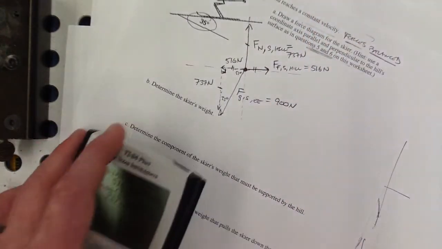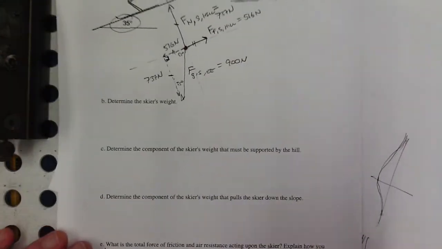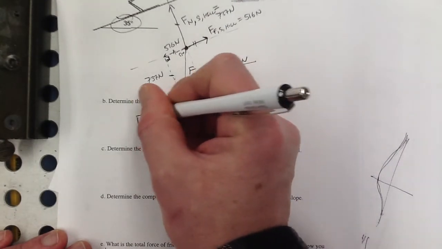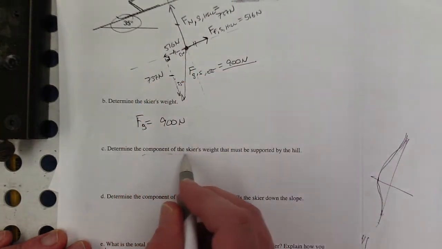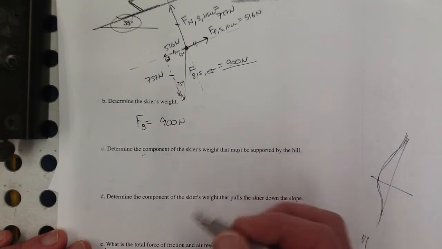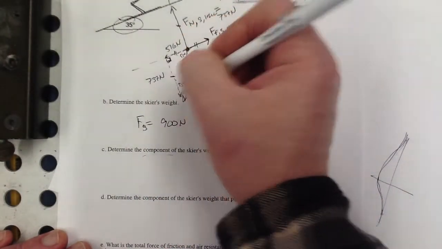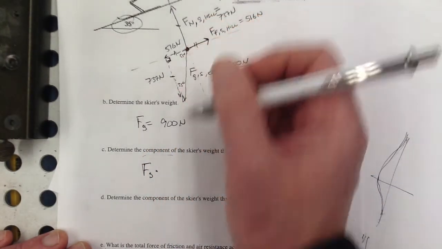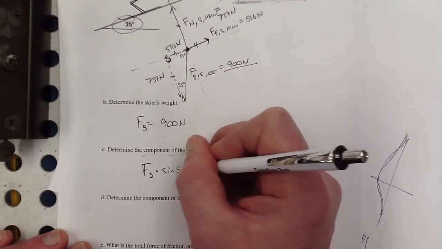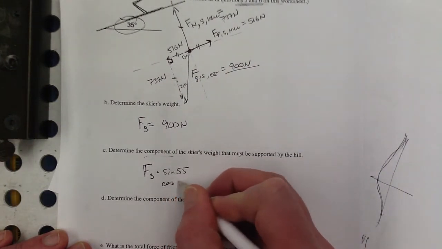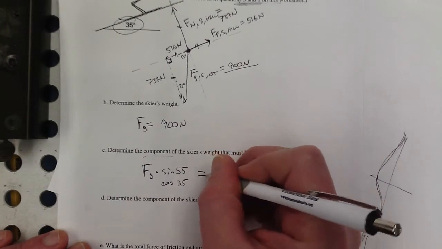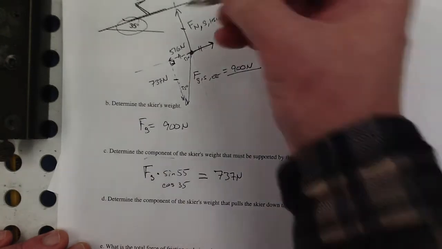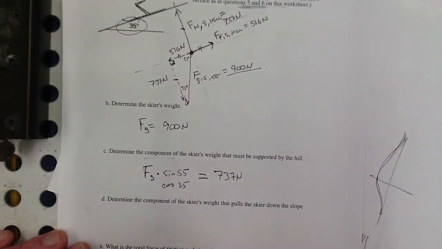So I bet I answered all these questions here. I just need to fill in the answers. Determine the skier's weight. Weight and gravitational force, the same thing. Determine the component of the skier's weight that must be supported by the hill. So that was this. That's the force of gravity times the sine of 55, or cosine of 35, whichever angle you wanted to use there. And that was equal to 737 newtons. That's how much must be supported by the hill.